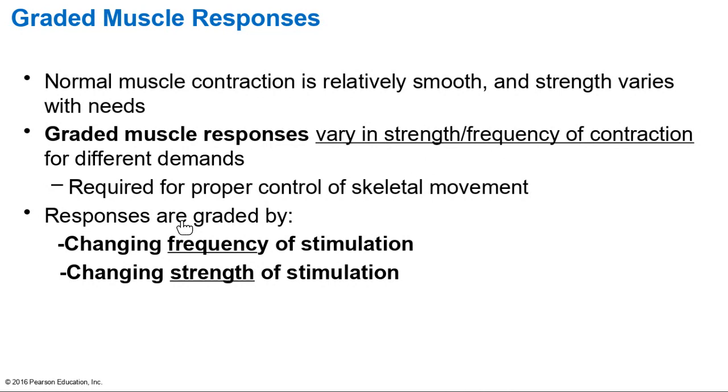All right, so responses of the muscle are going to be graded in two ways. They're going to be graded based on frequency of stimulation. Okay? So how often is that neuron firing on that muscle cell? How many times? Okay, so that's referring to frequency of stimulation. Second way that muscle responses are going to be graded or vary is based on strength of stimulation. Okay, strength. So how intense are the signals coming from the nervous system? How intense are those signals?